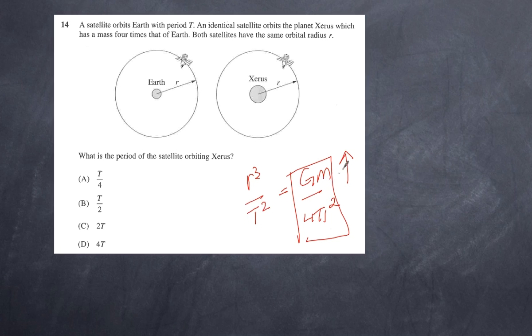And in this case, I've increased it by a factor of 4, but because this value is squared, this value has to decrease by a factor of 2, which becomes squared. So therefore the answer is B.